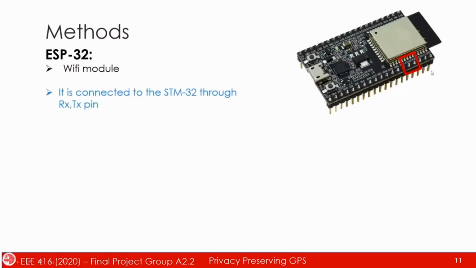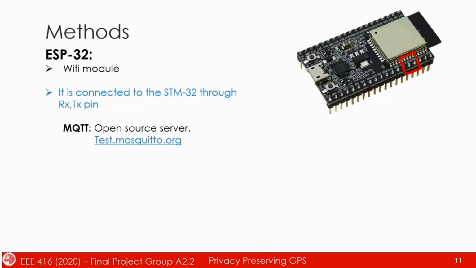In this part, I will describe the Wi-Fi module ESP32. It is connected to the STM32 through this TX RX pin. It receives data from STM32 and sends the data to MQTT server. MQTT server is an open source server. We use this server to store the GPS data and then plot it to map.